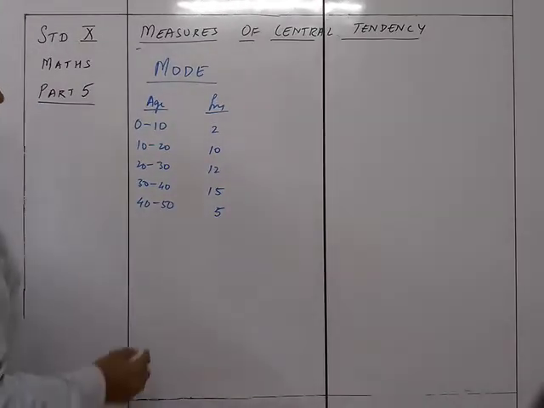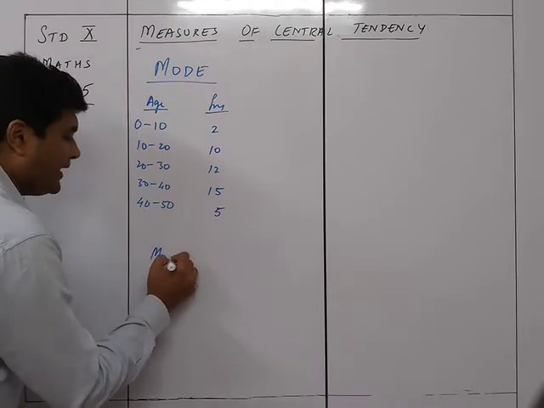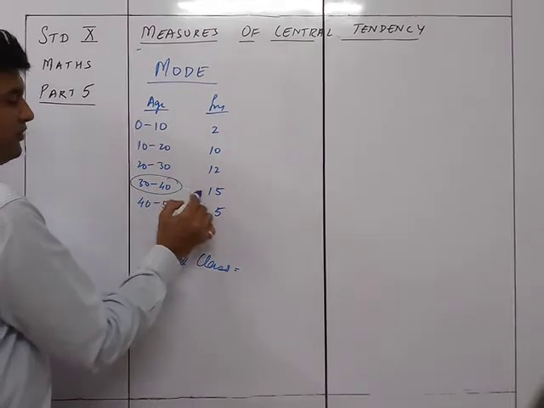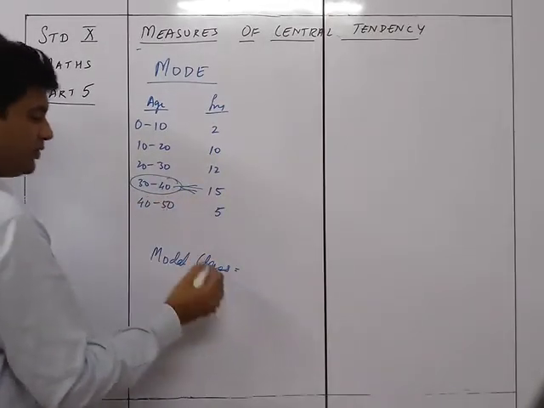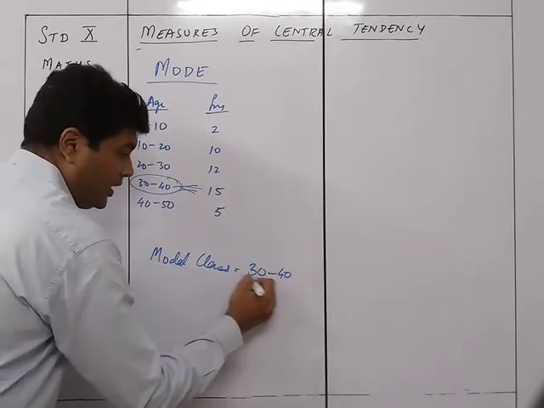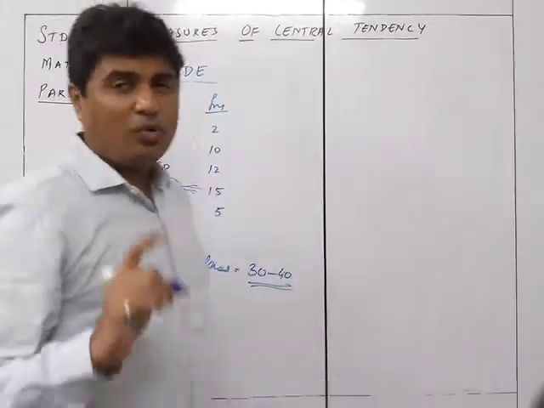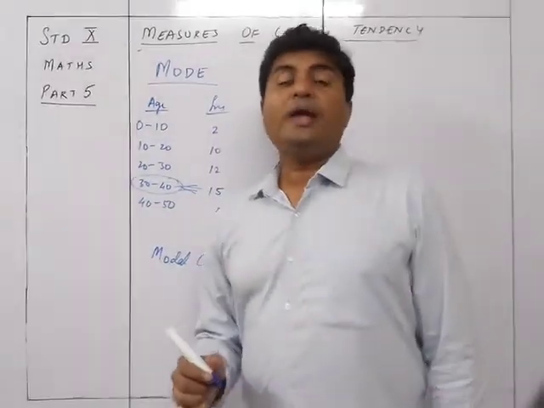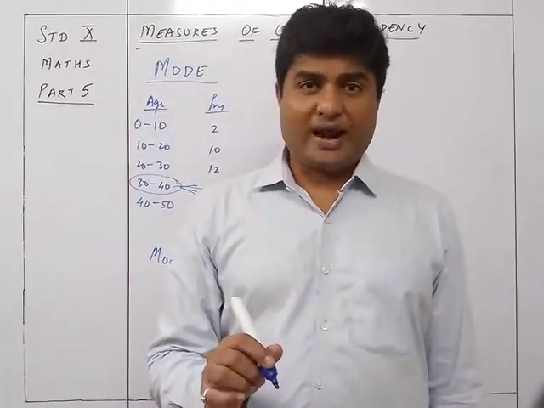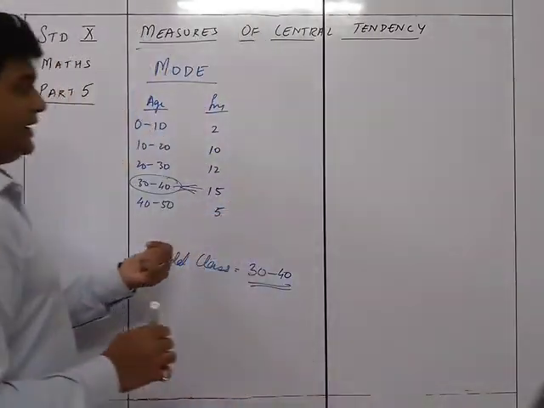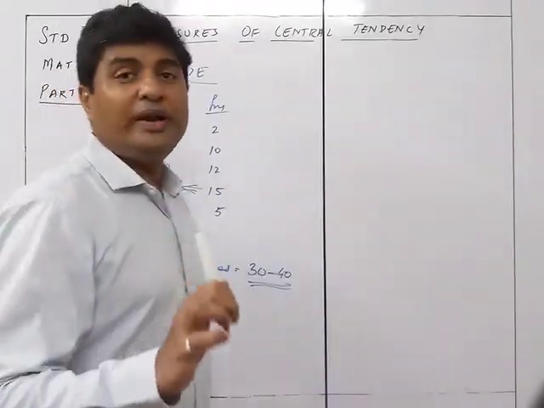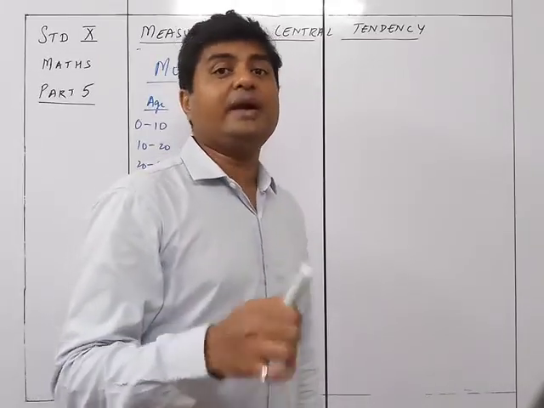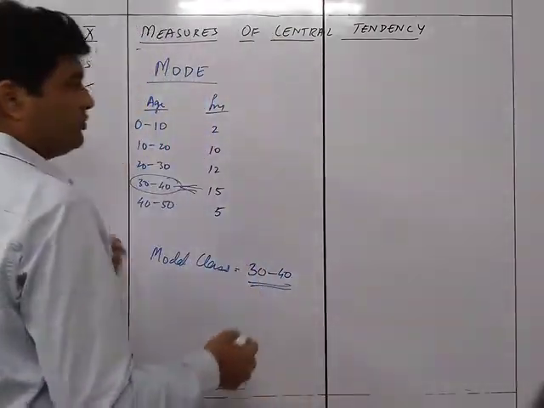In such a case, what you can know is only the modal class. The modal class is the one with the maximum frequency, that is 15, so the modal class is 30 to 40. But you cannot find the mode directly here. For this, we are going to draw a histogram. So for grouped data, if you want to find the mode, you need to draw a histogram. I told you when we drew the histogram in the graph section that a histogram can give you the mode.